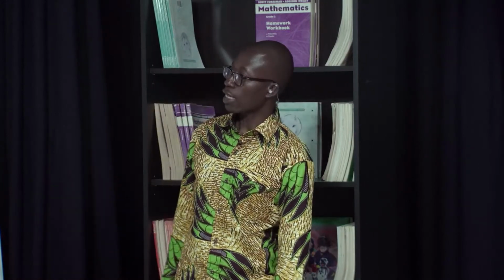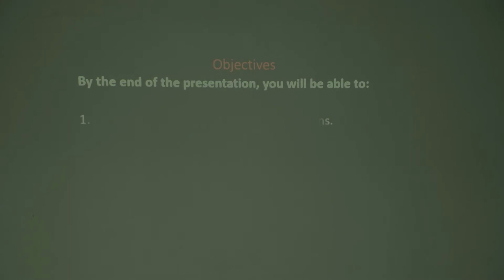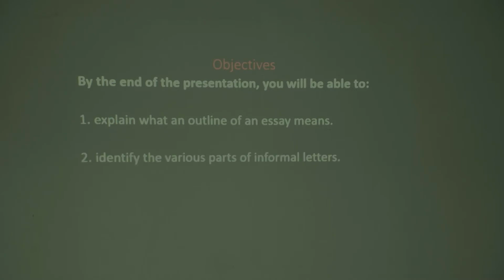Okay, let's look at our objectives for the lesson. It is our aim that by the end of the presentation, you will be able to explain what an outline of an essay is. And then you should also be able to identify the various parts of informal letters. At any time you are asked to write an informal letter, you should be able to easily identify the parts. And then you should also be able to correctly sketch the outline of any informal letter.